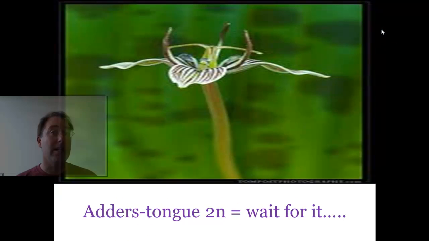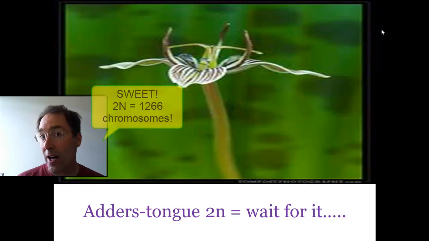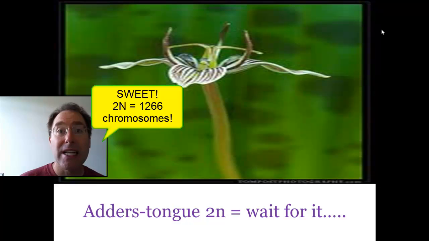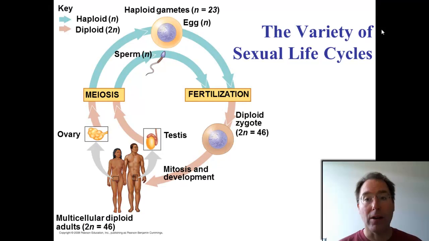Here's the great example that science likes to give. This little flower called an adder's tongue. Its diploid number is 1,266 chromosomes per cell. That's a lot of chromosomes per cell. So, glean from that what you will.